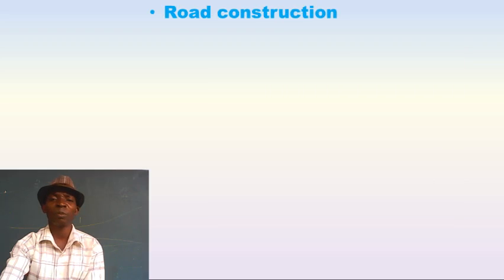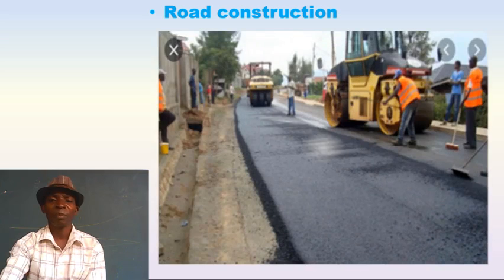Let's continue, let's proceed. Road construction is another cause of land degradation. In the picture you see people constructing a road. It means the whole grass that was around there was cleared away, which is very bad.